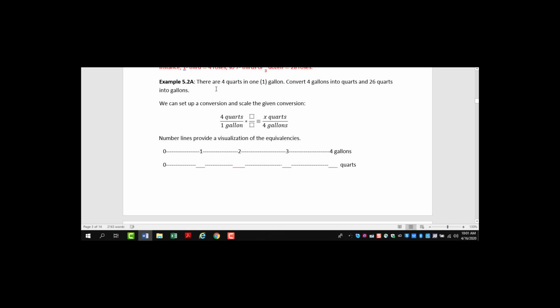So here's one we'll do. There are 4 quarts in 1 gallon. Convert 4 gallons into quarts and 26 quarts into gallons. This one, 4 gallons, here's our conversion, right? I could put 1 gallon, 4 quarts, doesn't matter, as long as it's quarts, gallons, quarts, gallons, or gallons, quarts, gallons, quarts. But this is pretty simple because 1 times 4 is 4 gallons. So 4 quarts times 4 would be 16 quarts.